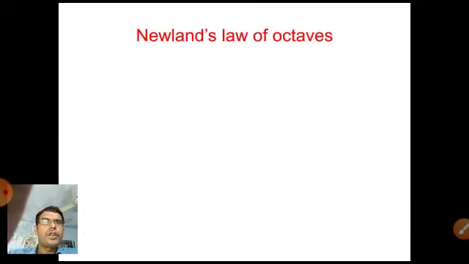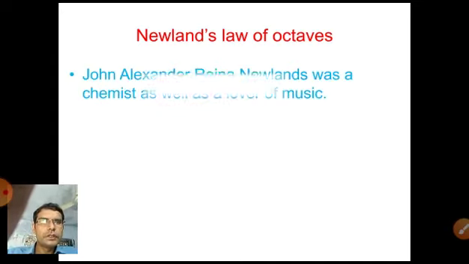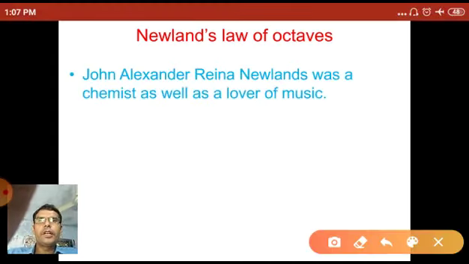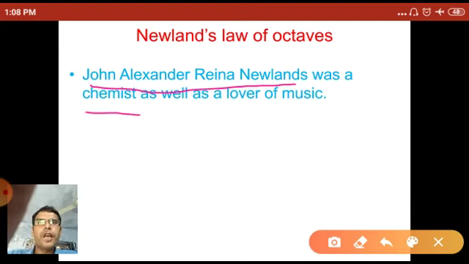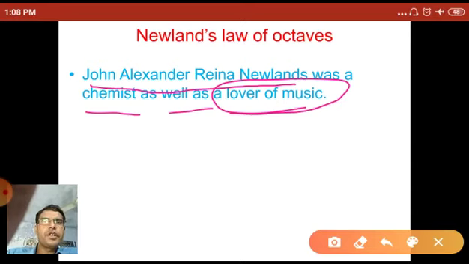Now the next scientist, Newlands, proposed a law. That law is called Newlands' law of octaves. John Alexander Reina Newlands was a chemist as well as a lover of music. So he utilized his music concept and arranged the elements.